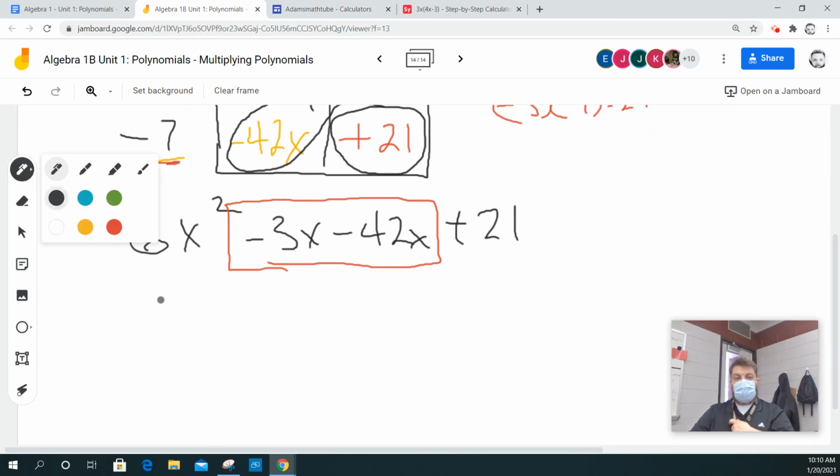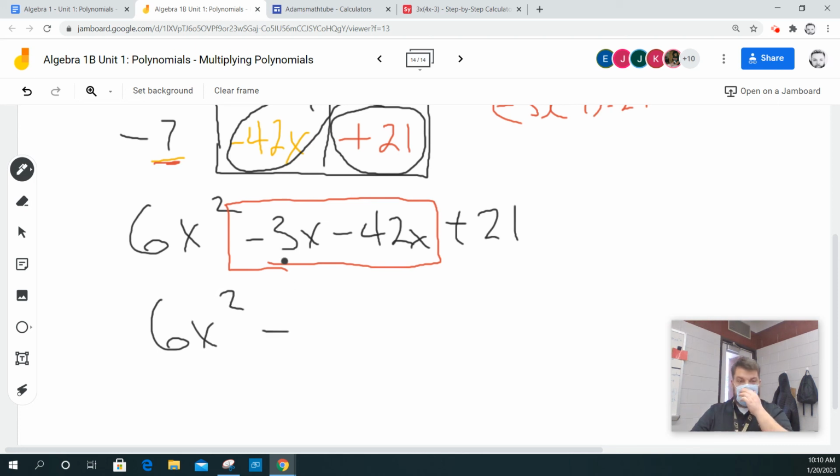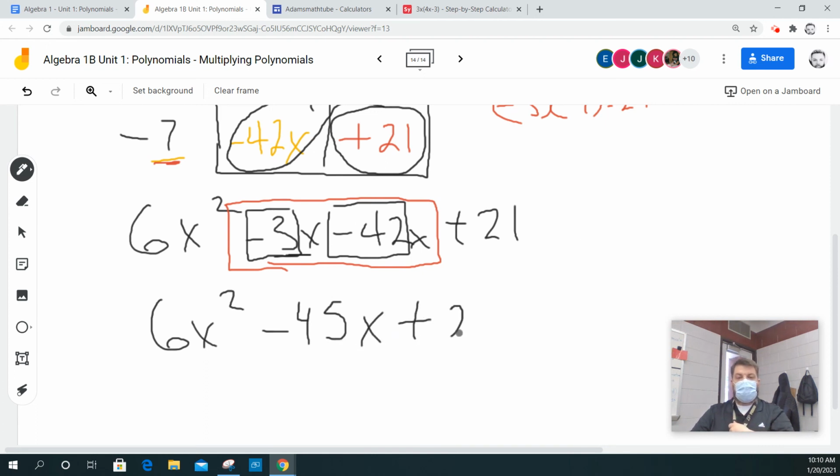So I'm going to say 6x squared, that stays there. And then this, you just add the coefficients, right? Like, so what is negative 3 plus negative 42? Negative 45, and then we tack on the x, and then plus 21.